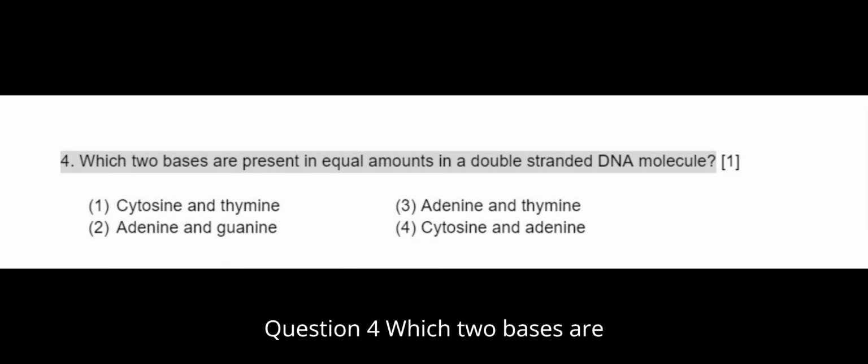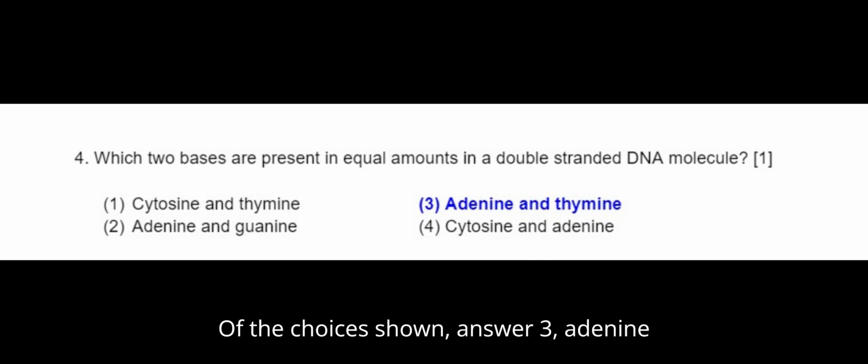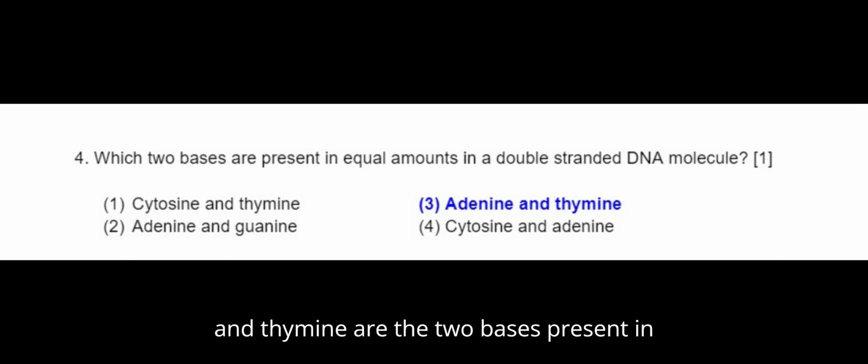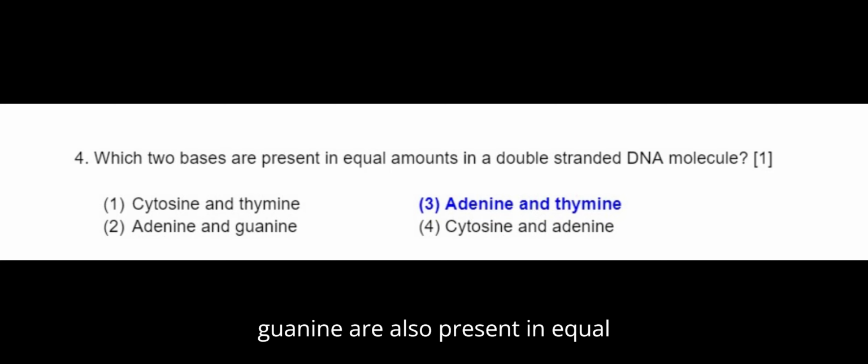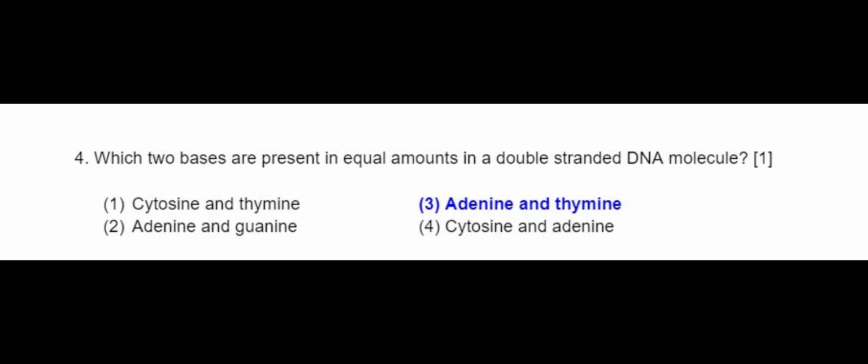Question 4. Which two bases are present in equal amounts in a double-stranded DNA molecule? Of the choices shown, answer 3. Adenine and thymine are the two bases present in equal amounts in a double-stranded DNA molecule. Remembering the base pairing rules for DNA, we know that cytosine and guanine are also present in equal amounts.